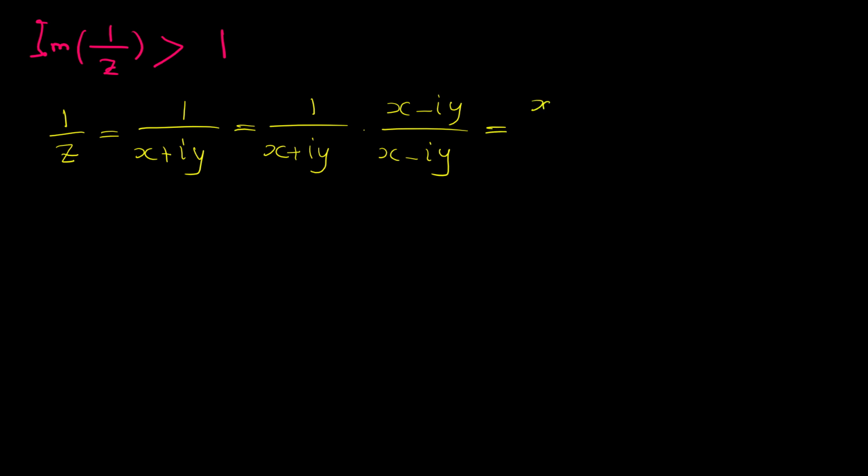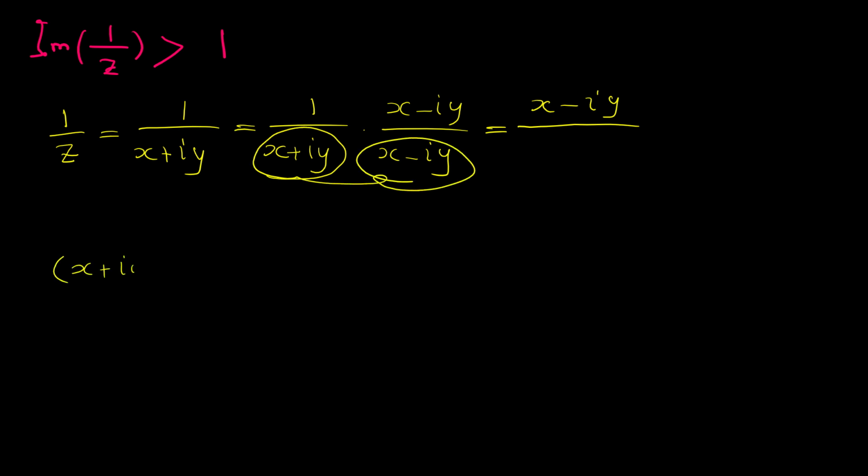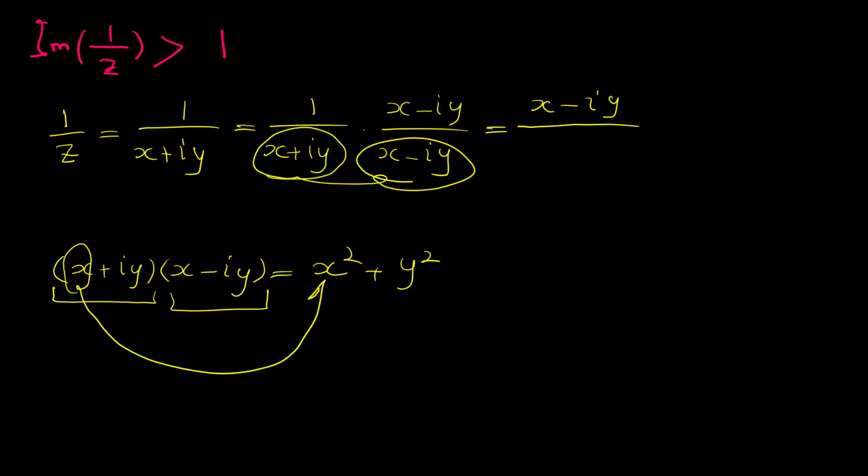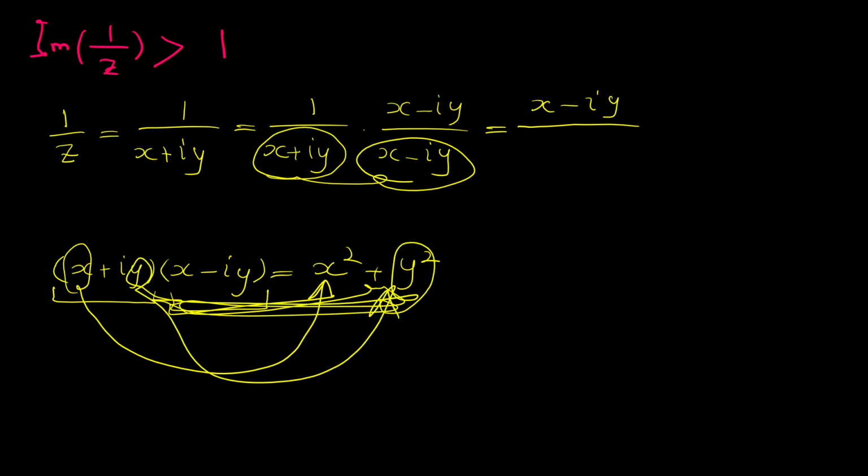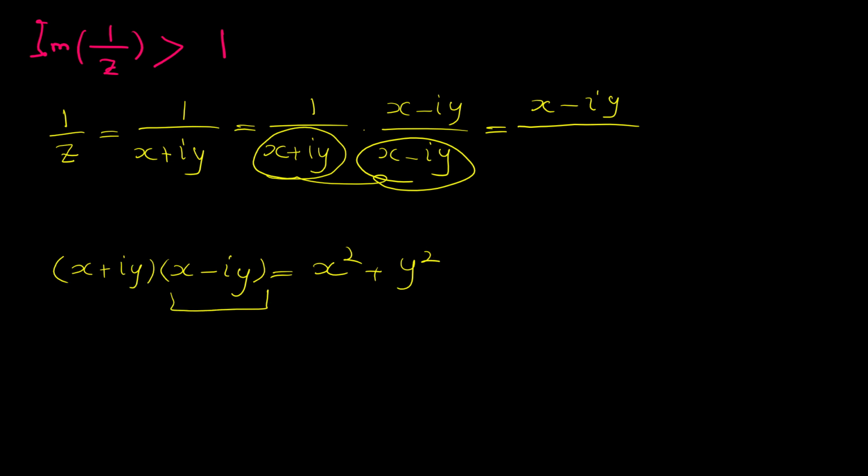Multiply numerator by numerator and denominator by denominator. If we multiply this by this, x plus iy times x minus iy is simply x squared plus y squared. When you multiply a complex number by its conjugate, the answer is always the real part squared plus the imaginary part squared, y squared. But if you don't know this, I have repeated this at least 10 times in my videos on complex numbers.